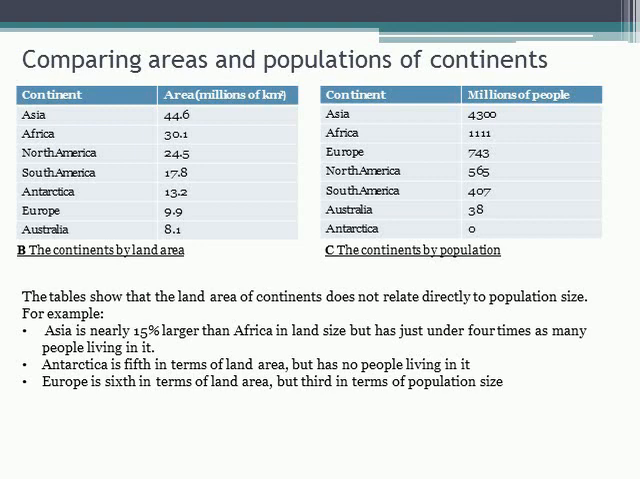Antarctica is the 5th in terms of land area, so you'd expect that it has a lot of population, but because it's too cold, it has no people living in it. And Europe is the 6th in terms of land area, so it's almost the smallest continent, but it has the 3rd. What is the 3rd in terms of population size?